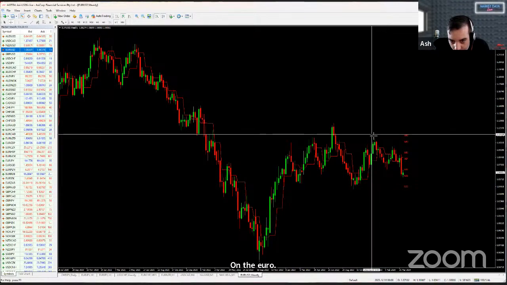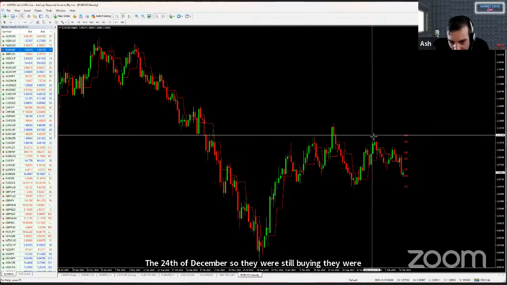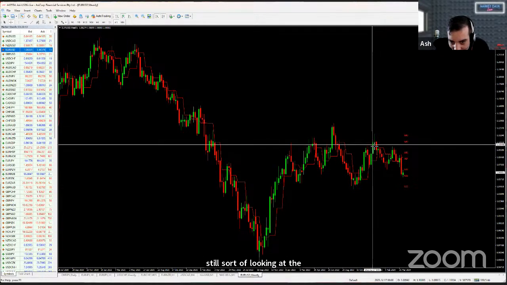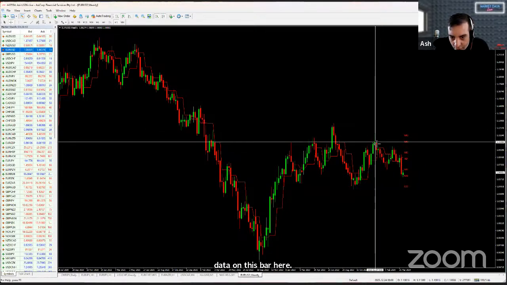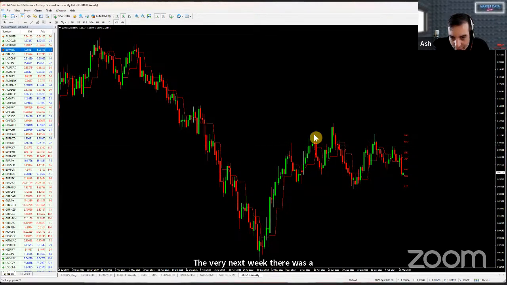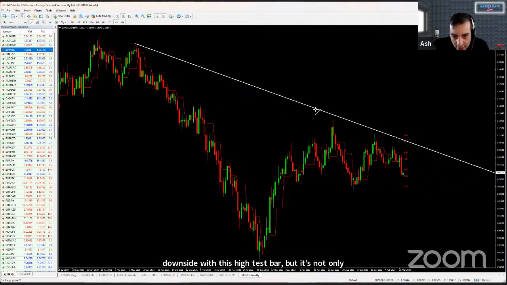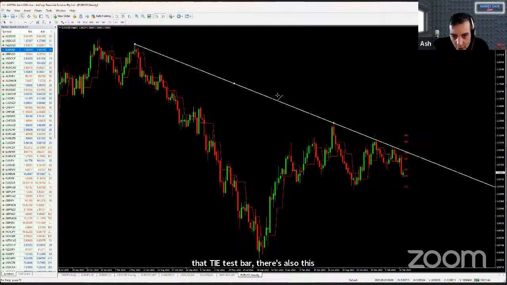The 24th of December. So they were still buying, they were still sort of looking at it peaked out on the COT data on this bar here. The very next week, there was a signal to trade to the downside with this high test bar, but it's not only that high test bar, there's also this resistance level here. So we know that it hit a resistance point, it put in a high, and then it's been dropping ever since on the COT data. So you can see that the speculators have been pretty good at actually picking this stuff out.